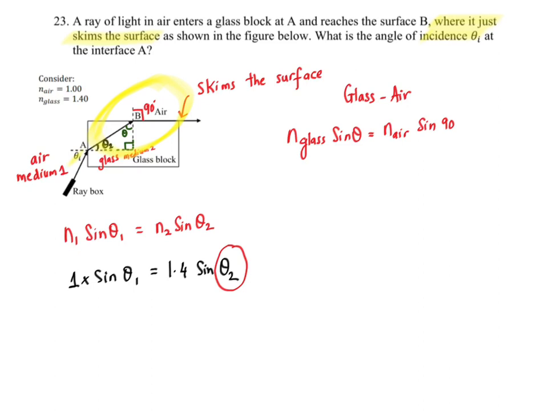Okay, so we are using Snell's law for the second time, for the second refraction which is going to happen. Now we substitute the numbers. n for glass is given as 1.4 times sine theta equal n for air is 1 and sine 90 is also 1. We can use this to get the value for theta, which is 45.6.